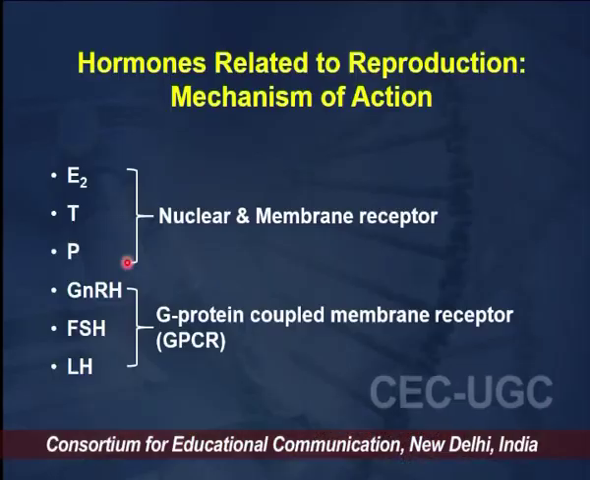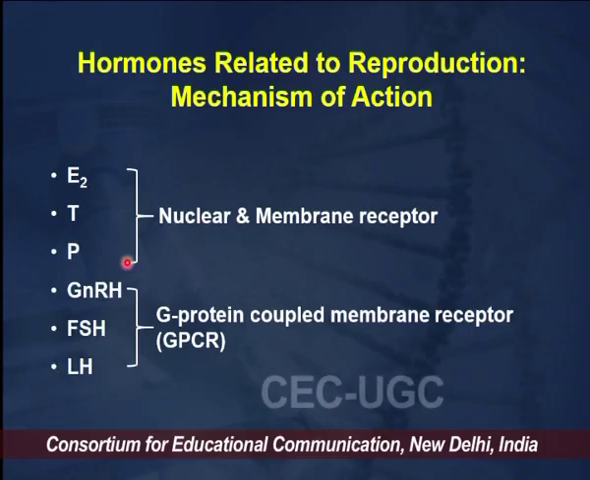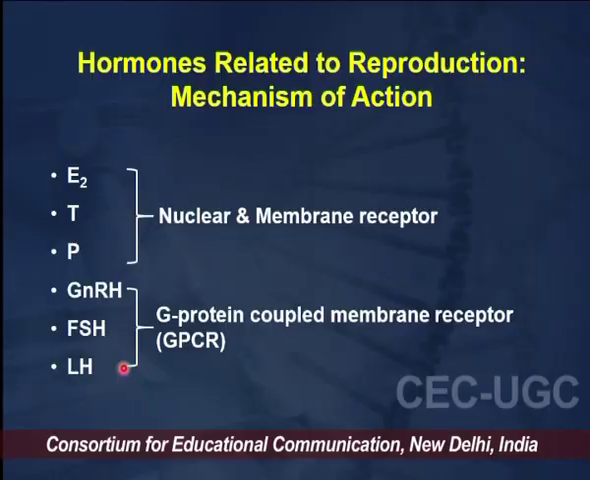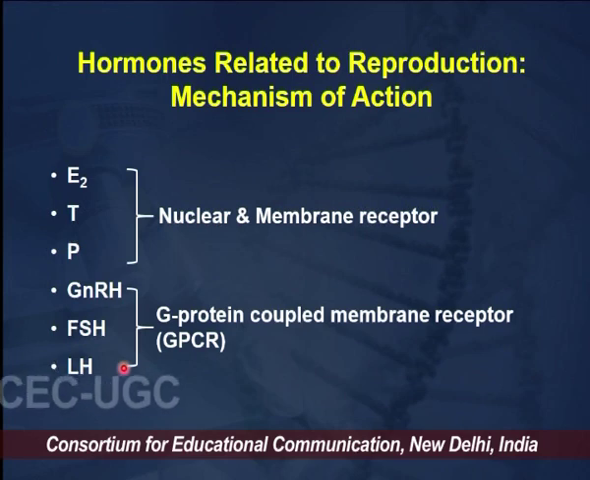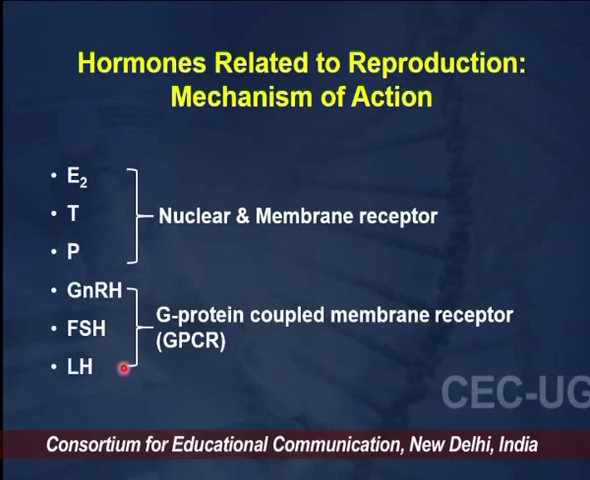Now estradiol, testosterone and progesterone, you have just learned in the first lecture, are all steroidal in nature, because of which they are able to cross the plasma membrane and hence they have receptors inside the cell. So they have cytosolic receptors, nuclear receptors, and recent research has shown that they also have receptors on the membrane. But GnRH, FSH and LH are glycoproteins in nature and they cannot cross the cell membrane. Hence, they have a membrane bound receptor, which is a G-protein coupled receptor, that is GPCR.